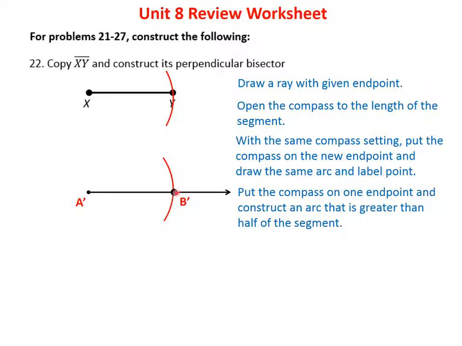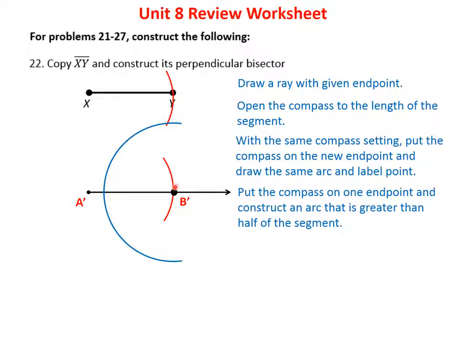All right? So we put the compass on either end of here. I'm going to start with B, and I'm going to reach out. My arc just has to be bigger than half, and you'll see why in a minute. If it's not more than half, they won't intersect. So I'm going to reach out my arc out here and make a big arc like that.